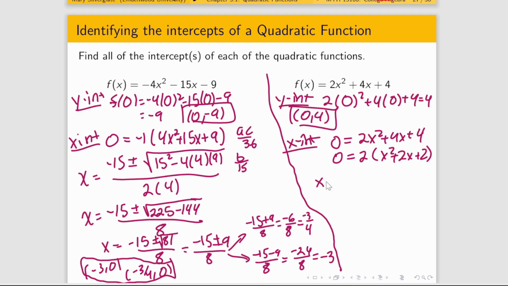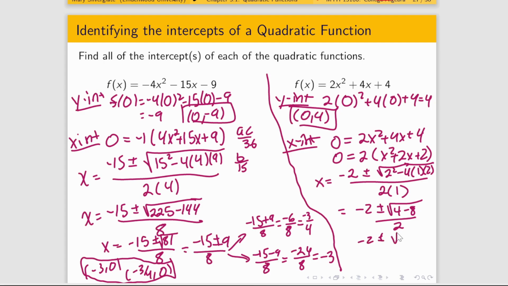So I have to use the quadratic formula. So x is the opposite of b, plus or minus the square root of b squared minus 4ac, all over 2 times a. So again, paying attention to what's just left in the parentheses here. So that's -2 plus or minus the square root of 4 minus 8, over 2. 4 minus 8 is -4. So this is a case where there are no real x-intercepts. And you can really just stop there as soon as you have a negative underneath a root.